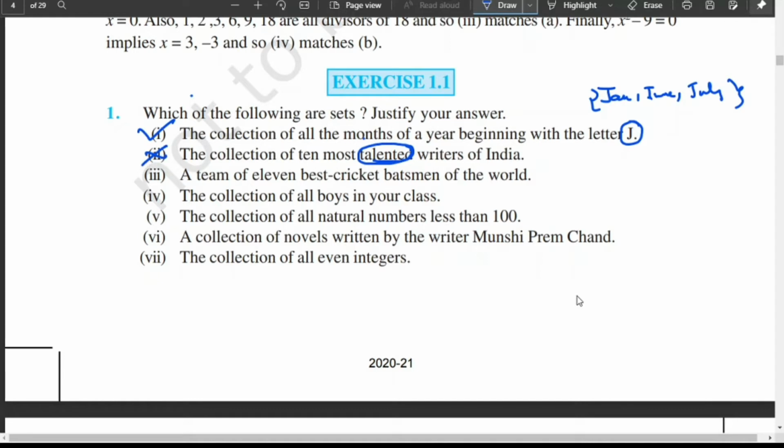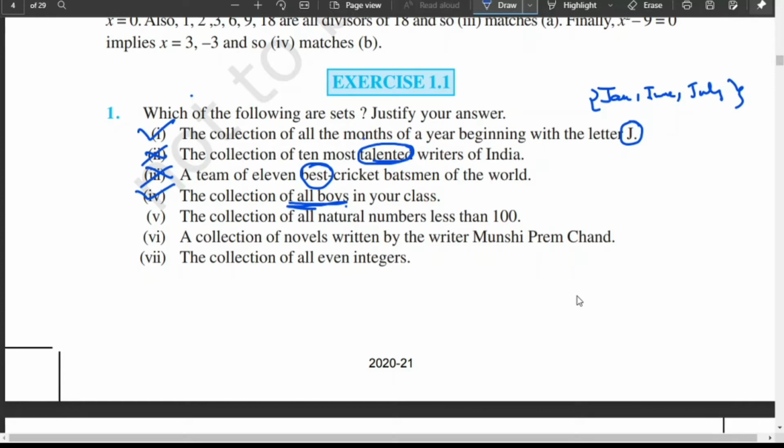A team of 11 best cricket batsmen of the world. See this "best" again. No, not a set. Collection of all boys in your class. Yes, definitely. It is all boys in the class. They are not asking for talented boys or best boys or like that.